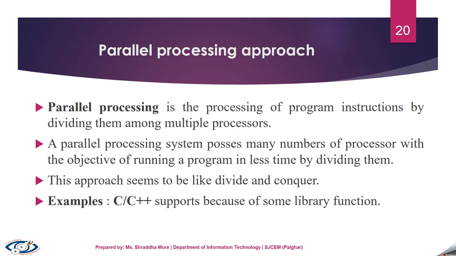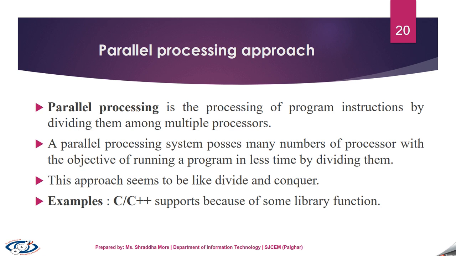So a parallel processing system consists of many processors with the objective of running a program in less time by dividing them. So this approach seems to be like divide and conquer. Let us understand what the divide and conquer rule or method is.